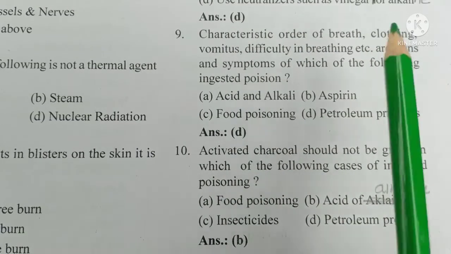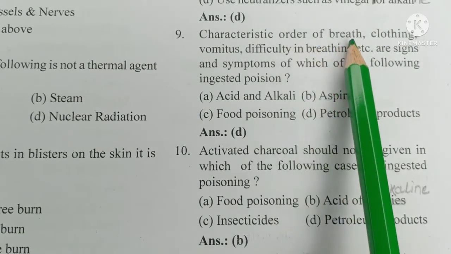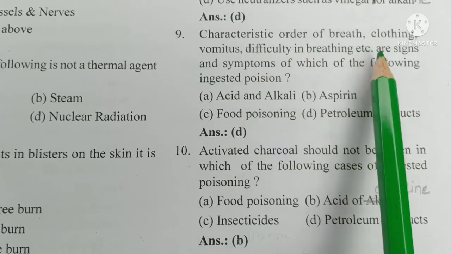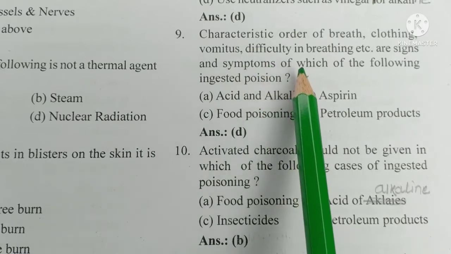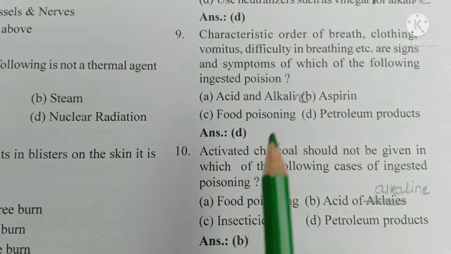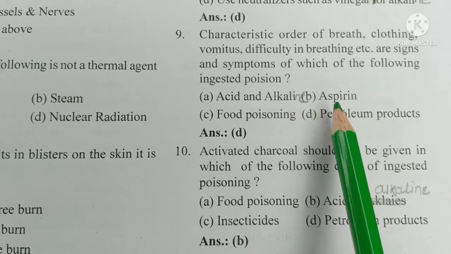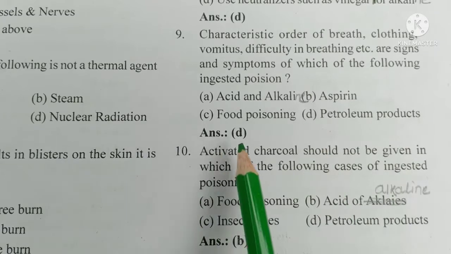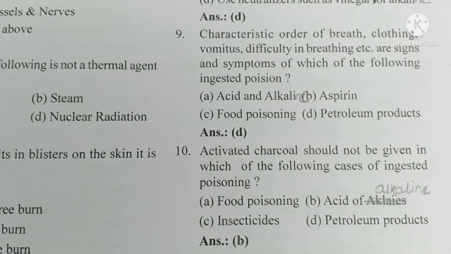Number 9. Characteristic odor of breath, clothing, vomitus, difficulty in breathing, etc. are signs and symptoms of which of the following ingested poison? Options are acid and alkaline, aspirin, food poisoning, petroleum products. The answer is D. Petroleum products.